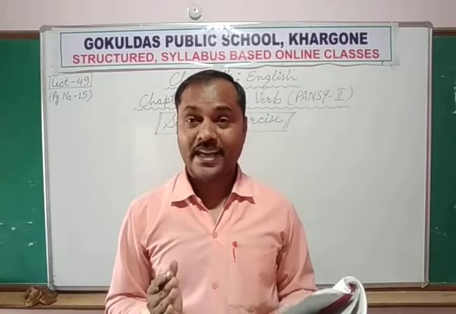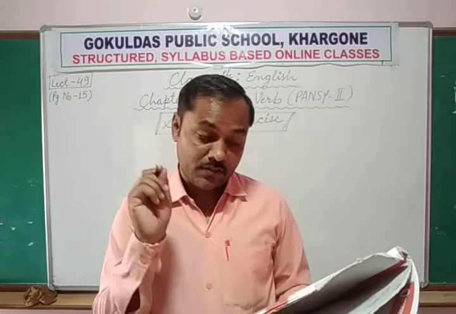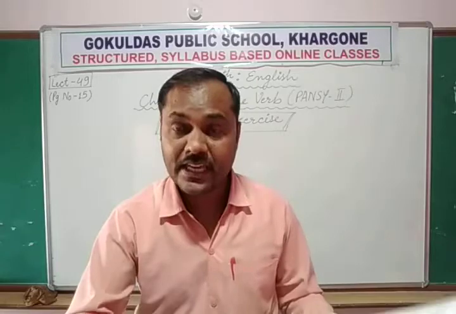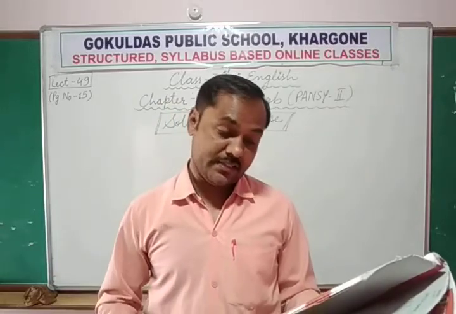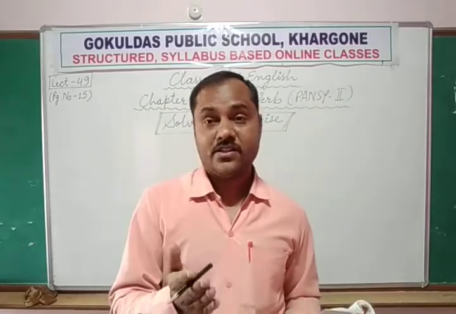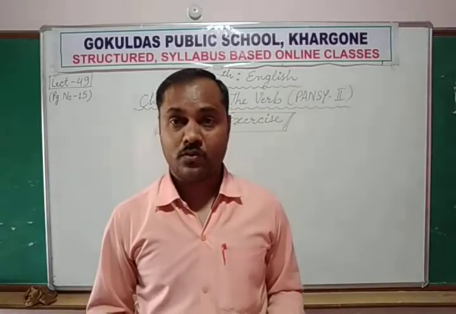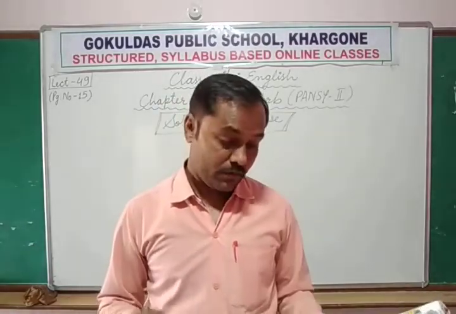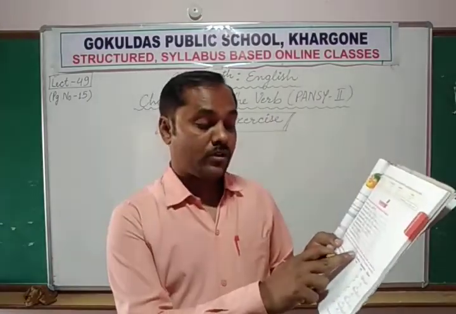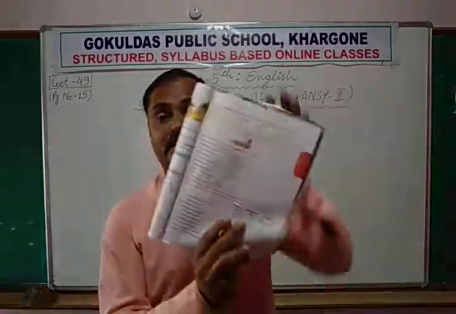Action. What action is being done in this sentence? That action should be underlined. So underline the verbs in the following sentences and state, बताइए, state whether they are transitive or intransitive. Now we have to state whether they are transitive or intransitive. या तो वो transitive verb है या तो intransitive verb है. So we need to tick mark a tick in the correct box and write the object of the transitive verb on the lines.